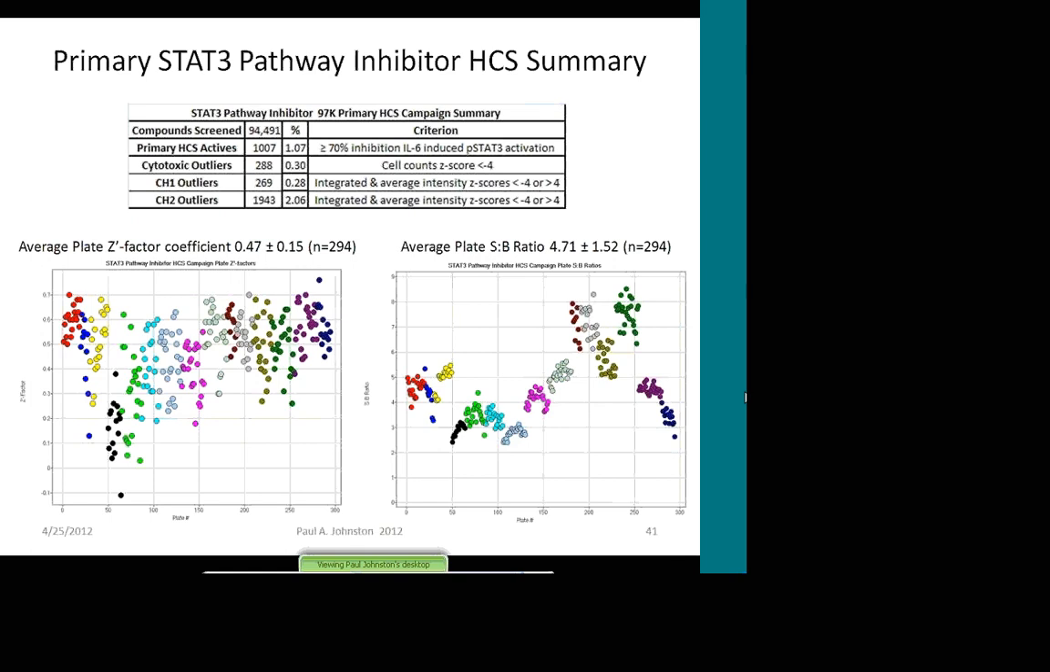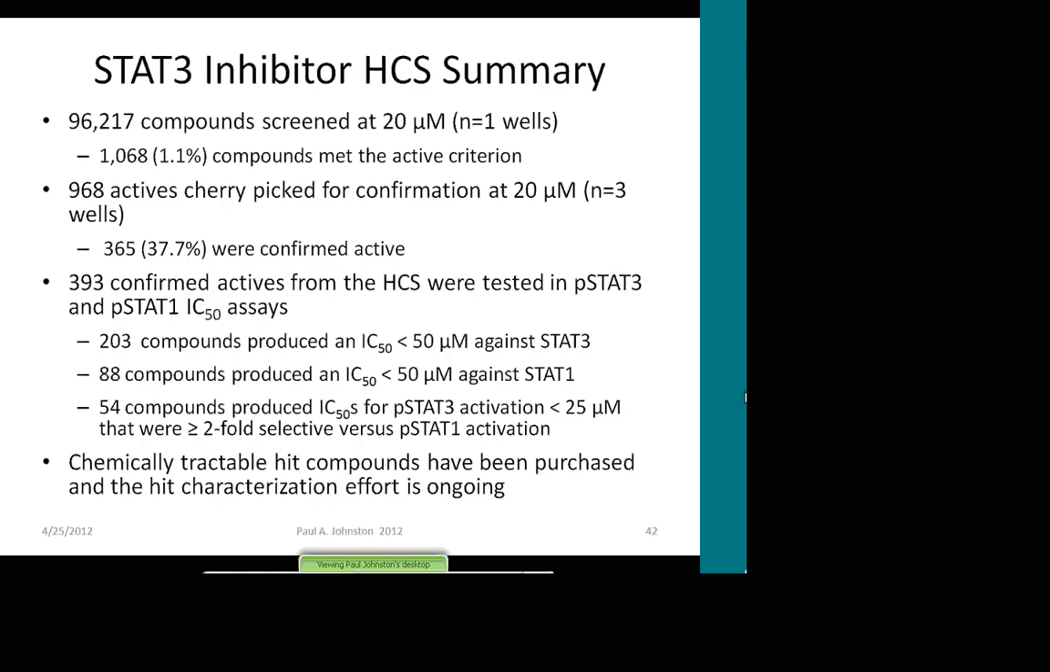We had 1,000 hits, and then we eliminated, you can see the numbers that we eliminated for cytotoxicity, channel 1 and channel 2 outliers. The average Z-prime factor was 0.47 over the almost 384 well plates. The average signal to background ratio was about 4.7, so the assay performed well on the screen.